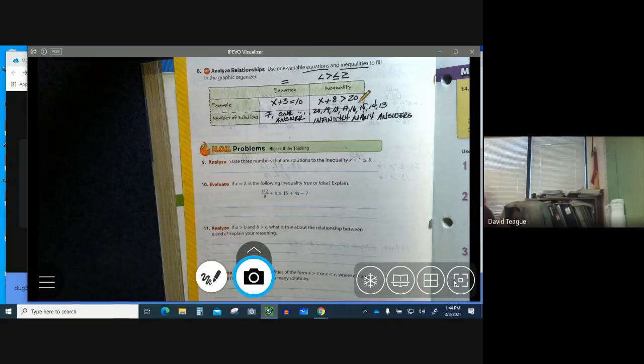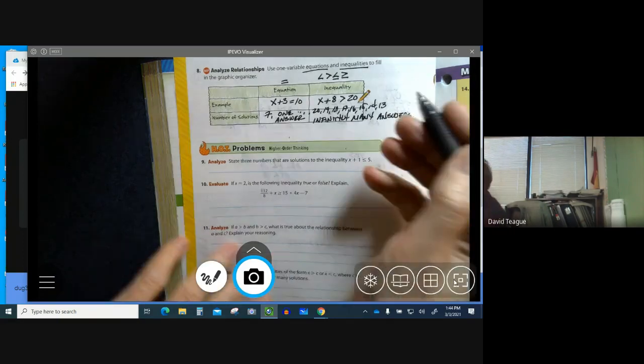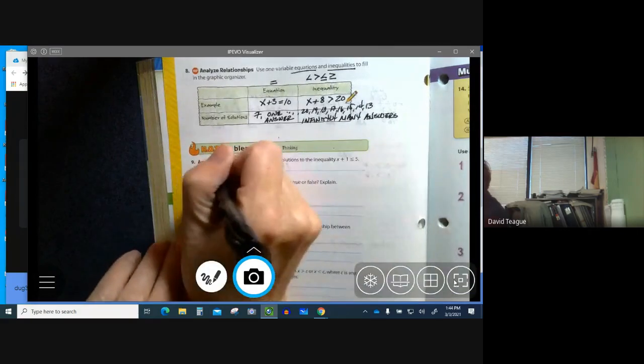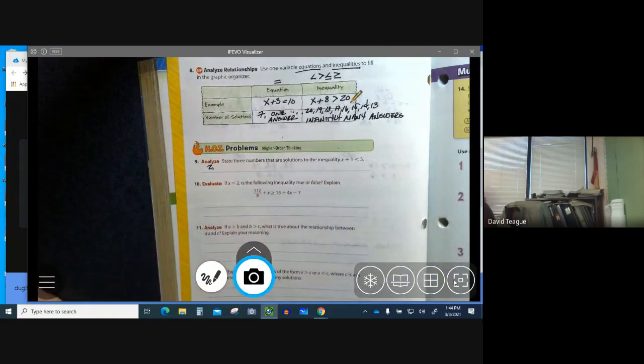Okay, so can somebody give me a number that will satisfy that inequality? Yes, ma'am. So 1 plus 1 is 2. 2 is less than or equal to 5. So that would work. Trip?